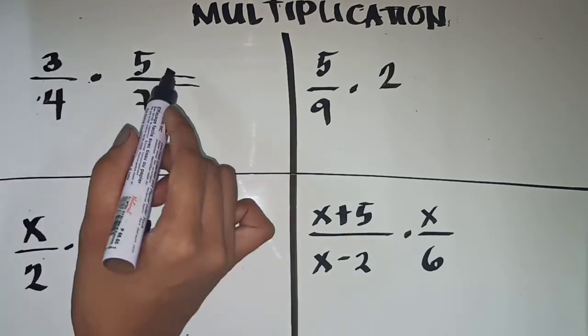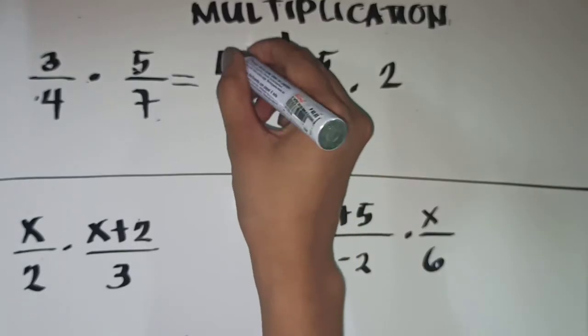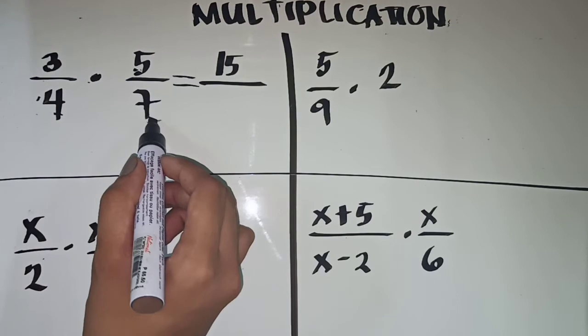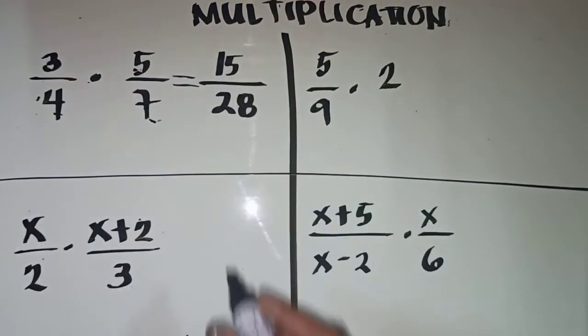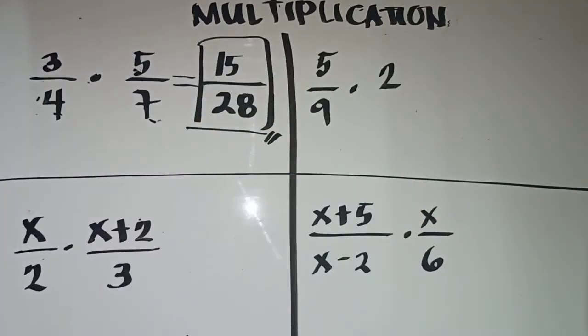I-multiply ang numerator sa numerator. 3 multiply by 5 is 15. Then over 4 multiply by 7 is 28. Okay, so wala na akong pwedeng i-simplify. Wala naman silang common factor. So the answer is 15 over 28.